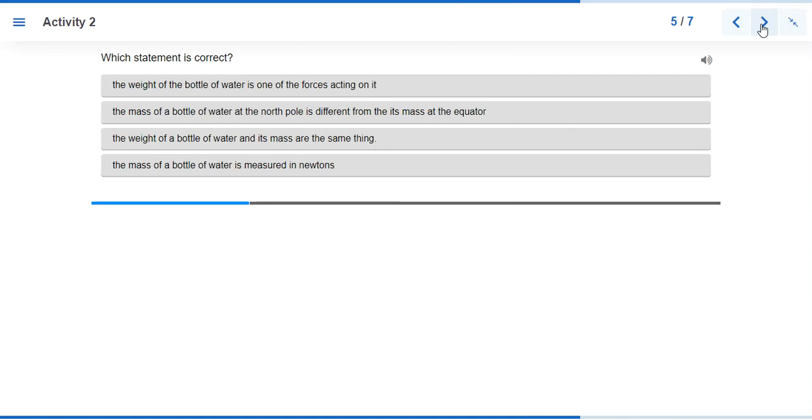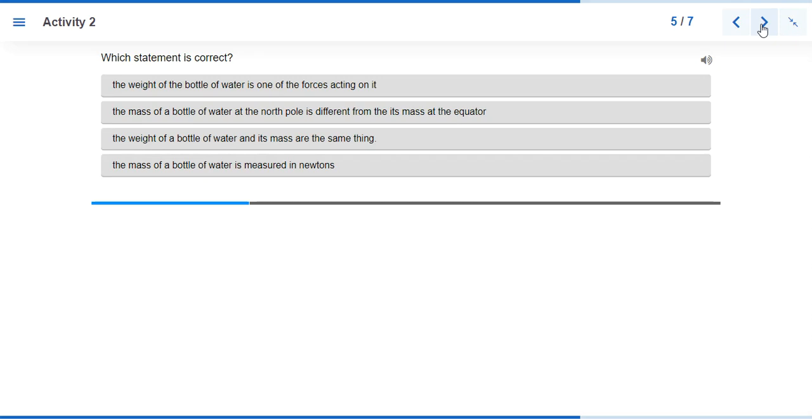Now let's deal with this activity. Which statement is correct? From the knowledge of what we've been able to go through just some moments ago. The weight of the bottle of water is one of the forces acting on it. The mass of a bottle of water at the North Pole is different from the mass at the equator. The weight of a bottle of water and its mass are the same thing. The mass of a bottle of water is measured in newtons.